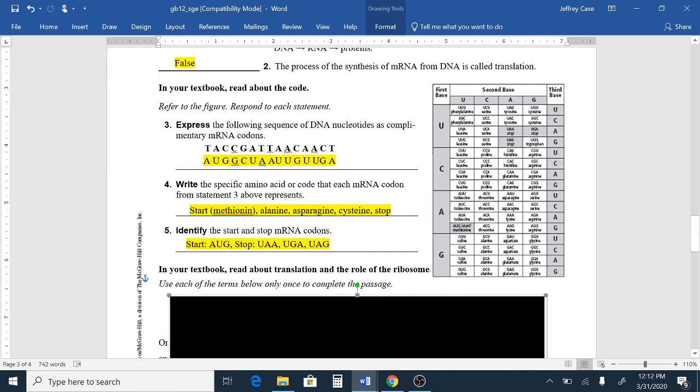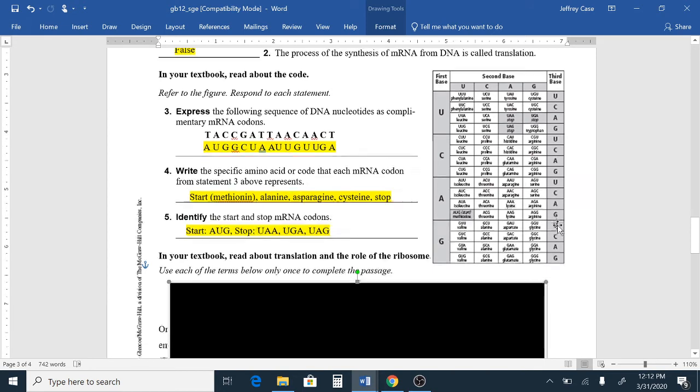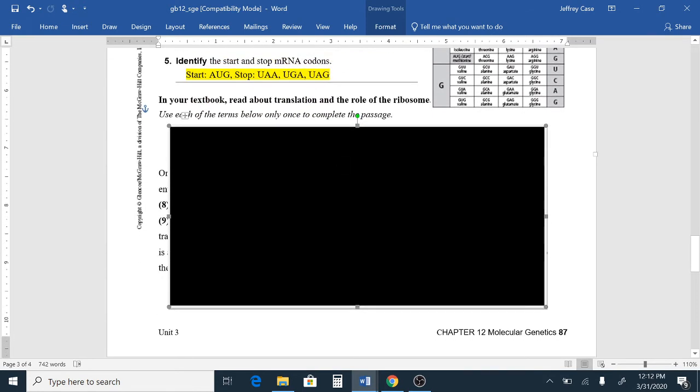Good. So hopefully that helped you go through transcription, and then from the mRNA sequence, break it up into 3s, use your codon chart or wheel, and translate it to the amino acid sequence. And that's it. All right.